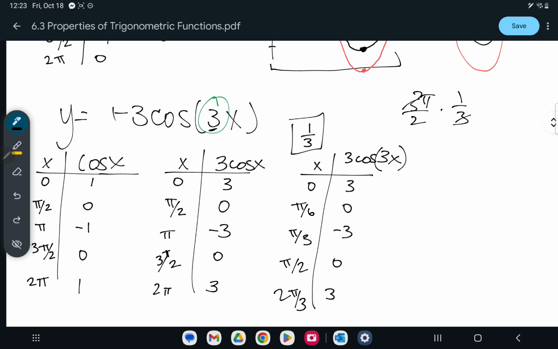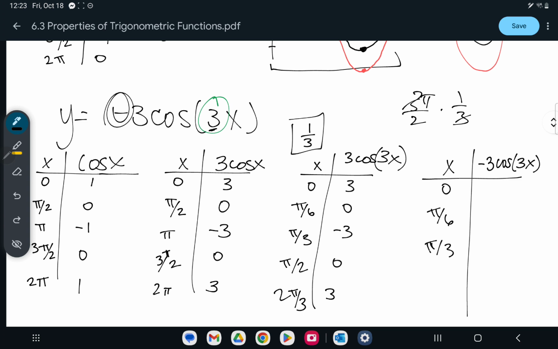And then the last transformation we do is right here, that reflection. It's -3 cosine 3x. It's a reflection across the x-axis. So that changes the sign of the y. So x doesn't change. It's the y, and it changes sign. So -3, 0, 3, 0, -3.